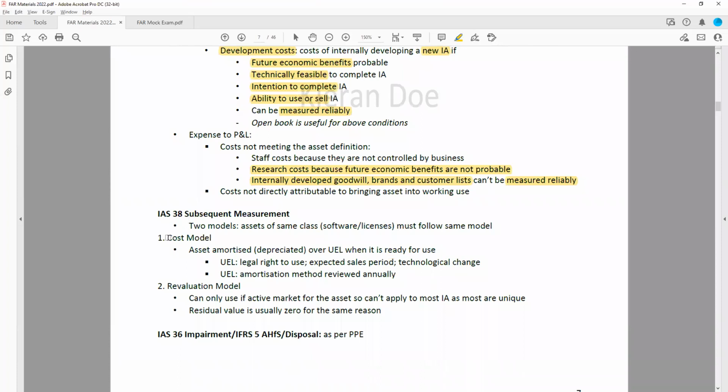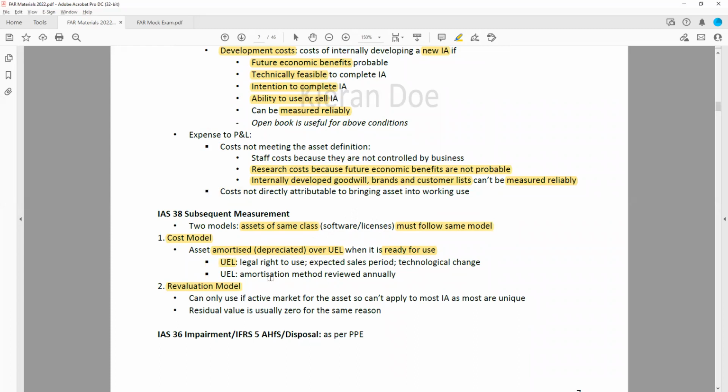So again, there are two models: a cost model and a revaluation model. Under both, you would amortize it over its useful life, when it's ready for use. So you can see it's very similar. When it's ready for use, amortize it over its useful life. Assets of the same class have to follow the same model. So if you're looking at software or licenses, they have to follow the same model.